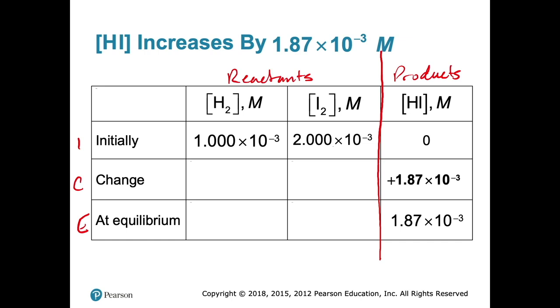And the reason why I do that is because if this is going to be the side where you get stuff, because it's the product side, you know, the change is positive, then that means over here on the left side, these changes will always be negative, because you're losing hydrogen gas and you're losing iodine gas.